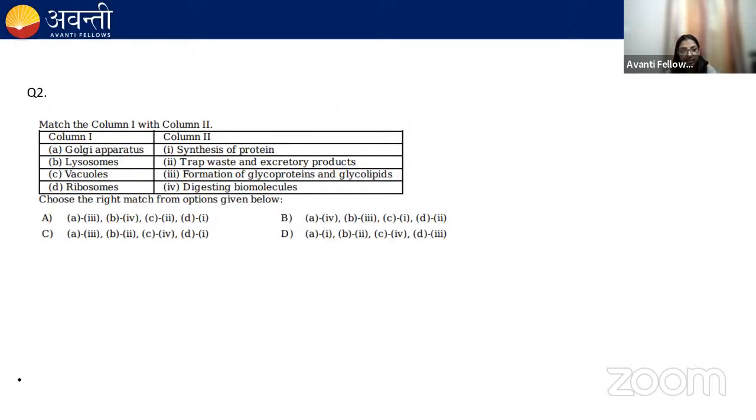Moving next. Match the column 1 with column 2. Column 1 has Golgi apparatus, lysosome, vacuole, and ribosome. Column 2 has synthesis of protein, trap waste and excretory product, formation of glycoprotein and glycolipids, digesting biomolecules. Choose the right match from the options given below. What do you think the correct option will be?